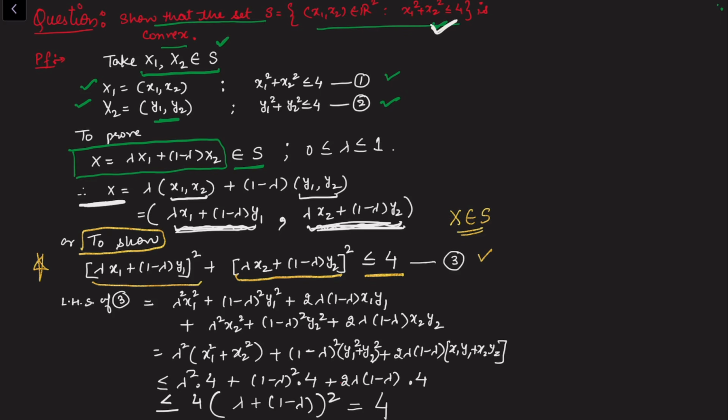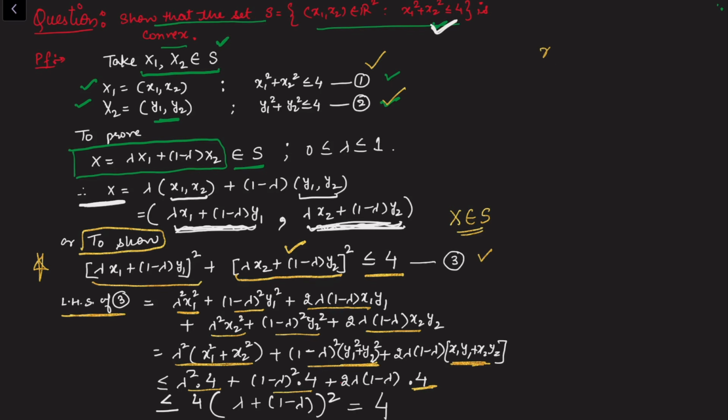So now to prove this, let me consider the left hand side of 3. I can simply open the left hand side as (a plus b) whole square, so this is a square plus b square plus 2ab. Similarly, I have opened this case: a square plus b square plus 2ab. Now just common out some of the terms, and here when we common out these terms, x1 square plus x2 square is already less than or equal to 4. So I have used equation number 1 and equation number 2 here. So this is 4, and here I have replaced it by 4 plus 2 lambda times 1 minus lambda times 4.